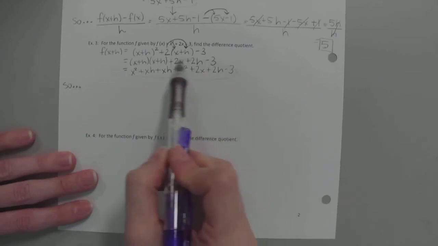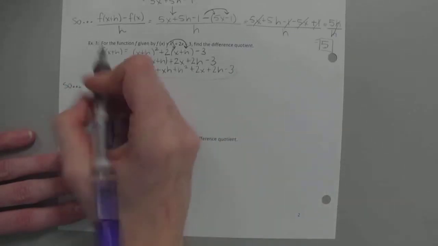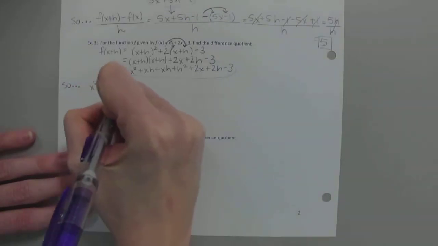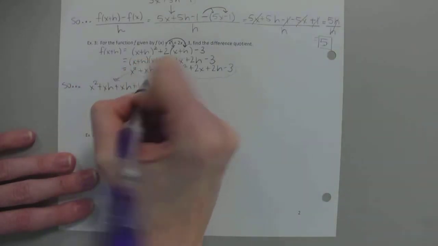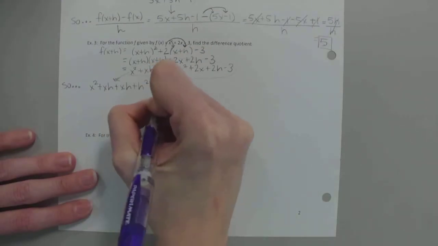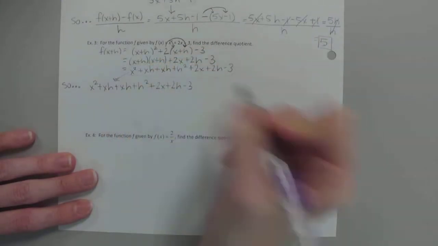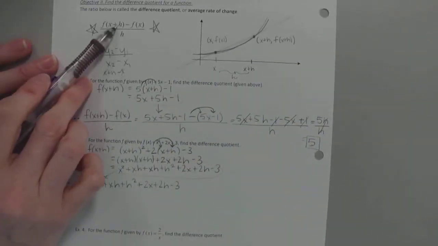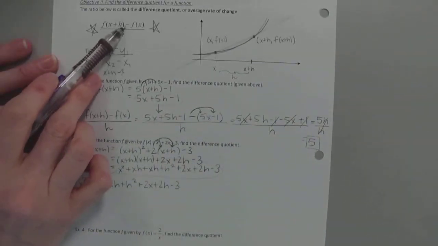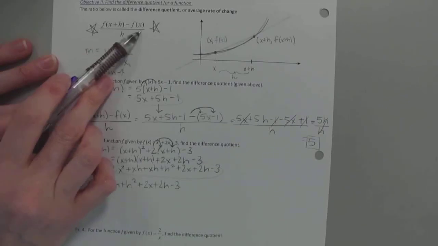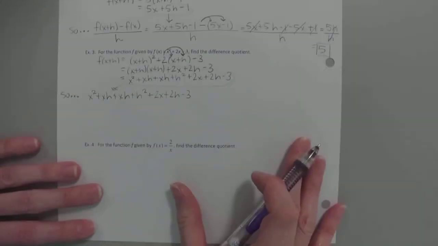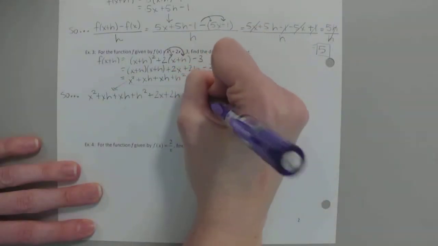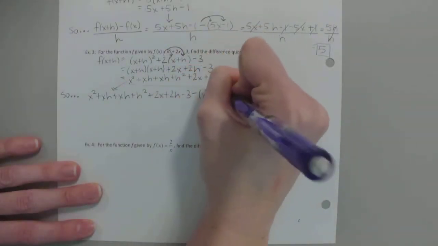So instead of rewriting this because it's just going to mess up room, we'll just jump right in. What's the very first thing of our difference formula? That function we just found. That really long function we just found is the first part of our difference formula, so we're going to just plug it in. x squared plus xh plus xh plus h squared plus 2x plus 2h minus 3. So that is just the f of x plus h part.